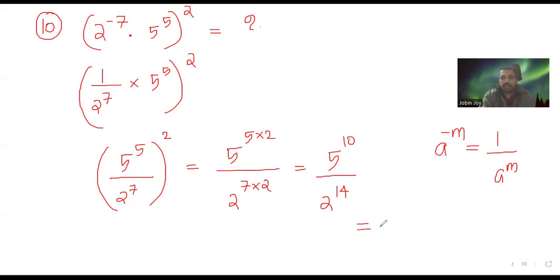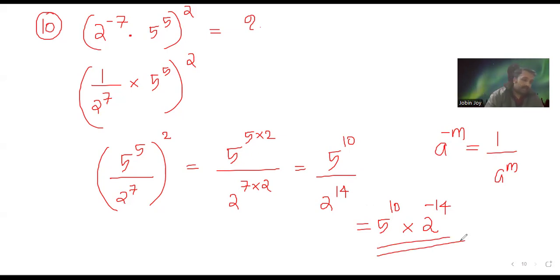This one I can write equals 5 raised to 10 into, I will move this 2 raised to 14 in the denominator to the numerator. So that means 2 raised to minus 14. So the final answer is 5 raised to 10 into 2 raised to minus 14.